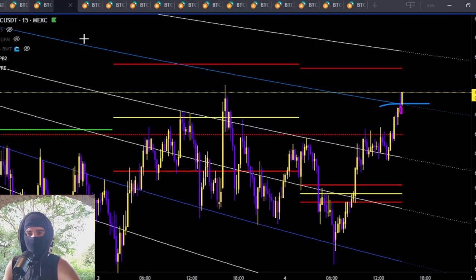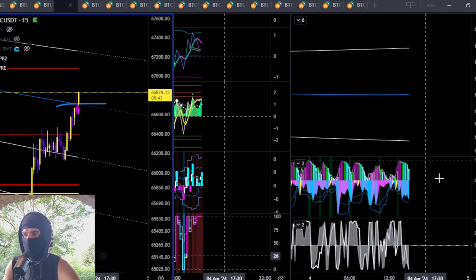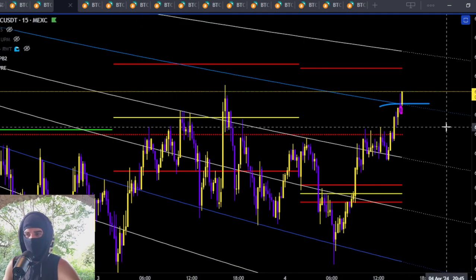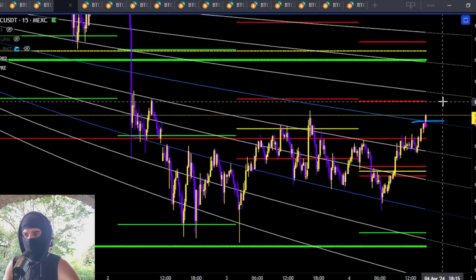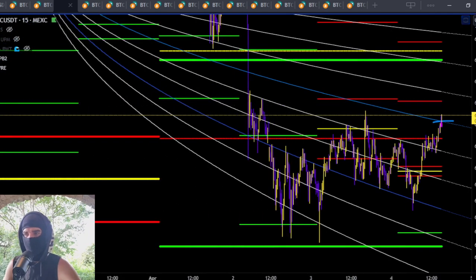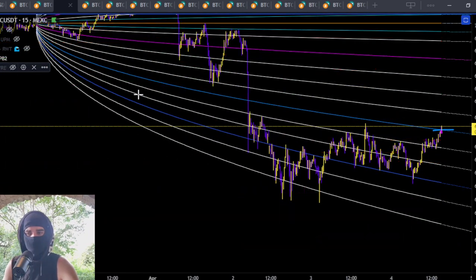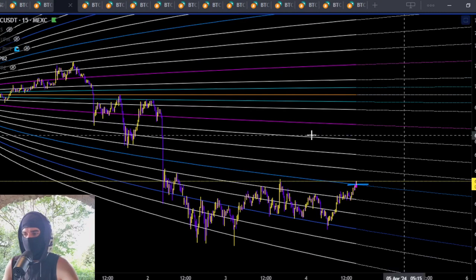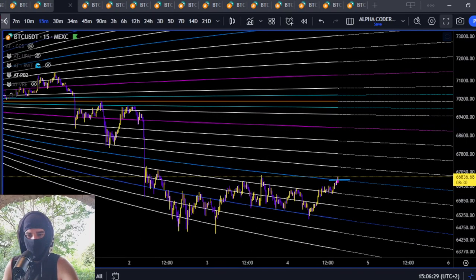Let me throw up this 15-minute. Here it comes. Here comes your pump. All right, beautiful. Trying to get into standard deviation 2 of the daily mean. Let me switch these VREs off. All right, now let's do some measured moves, quick sticks.